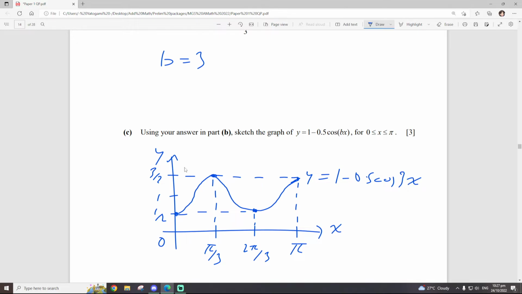It will complete one cycle in 2 pi if your b is 1. So in 2 pi, you will complete 3 cycles if you have 3x. But here we only go up to pi, so 1.5 cycles. Makes sense? Cool.